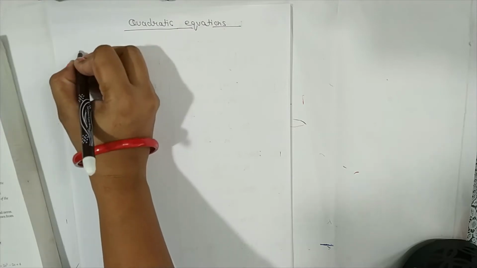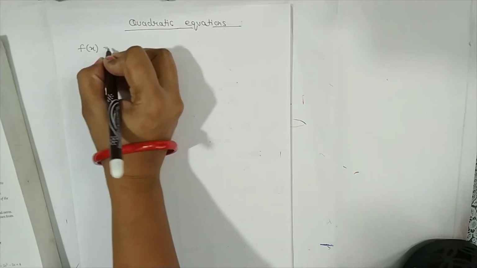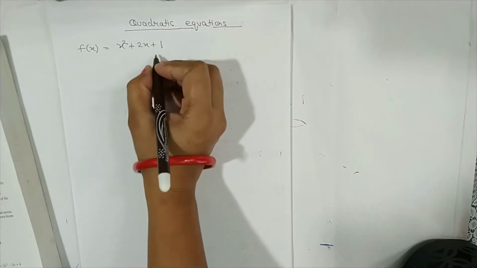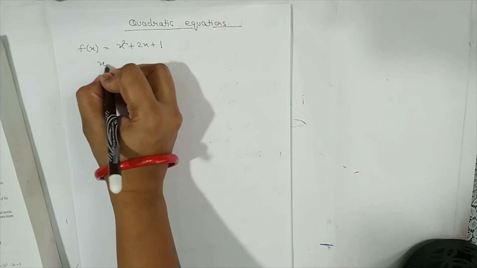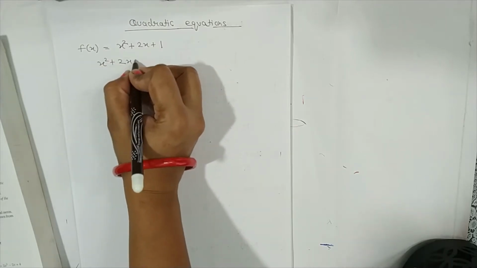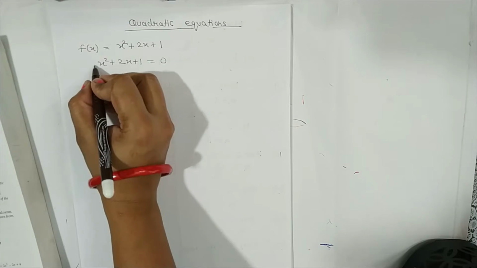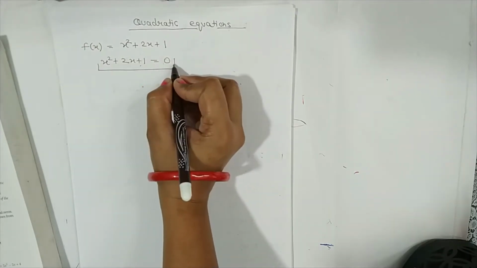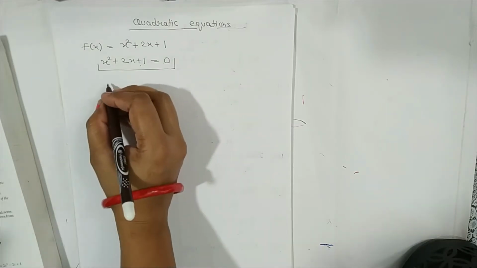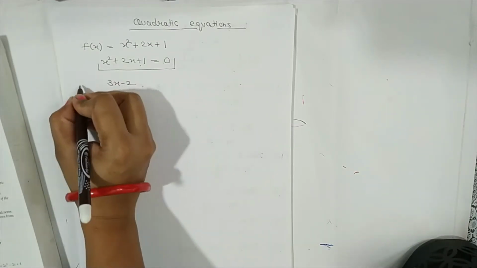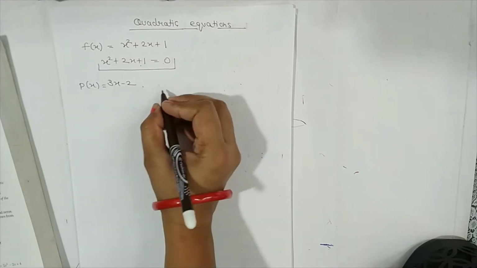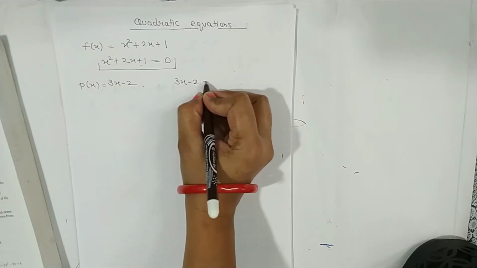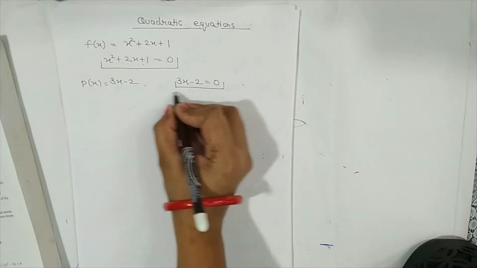When a polynomial f of x is given, suppose f of x is x square plus 2x plus 1, if I equate this polynomial, suppose x square plus 2x plus 1 is equal to 0, it is called a quadratic equation. Similarly, suppose this is a linear polynomial, now if we equate it, 3x minus 2 is equal to 0, it is called a linear equation.